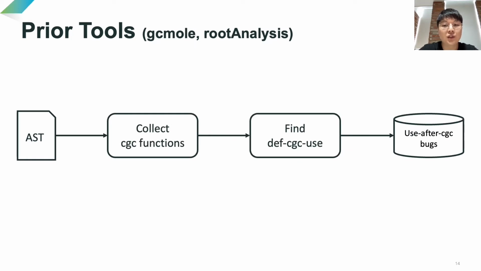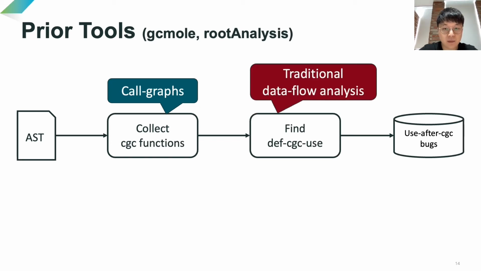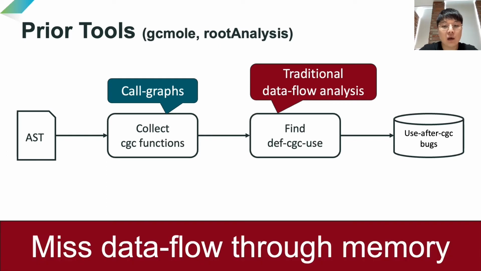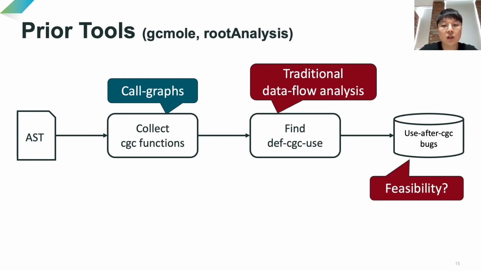To detect use-after-CGC bugs, Google V8 and Mozilla SpiderMonkey already employ static analysis tools named gcmole and rootAnalysis respectively. From the source code's abstract syntax tree, they first calculate call graphs and enumerate functions that trigger compacting-GC. They then find def-CGC-use pairs by traditional data flow analysis and conclude them as use-after-CGC bugs. However, traditional data flow analysis may miss data flow through memory, so some use-after-CGC bugs are not found. Additionally, these tools do not check whether def-CGC-use pairs have feasible paths, which may lead to false positives.